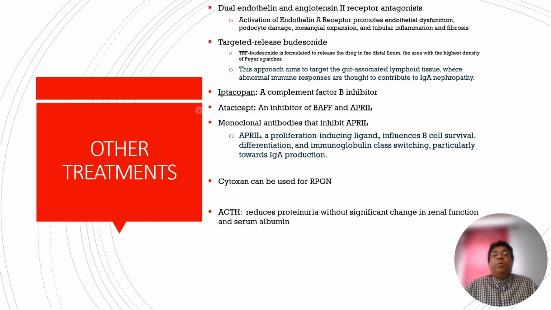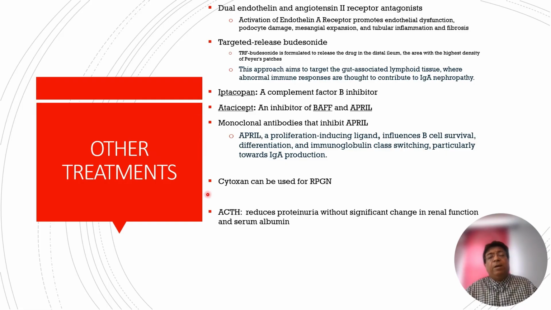APRIL is a proliferation-inducing ligand. It influences B cell survival, differentiation, and immunoglobulin class switching, particularly towards IgA production. So if you inhibit APRIL, you can inhibit that class switching and prevent production of abnormal IgA antibodies. And that has been shown to be effective.